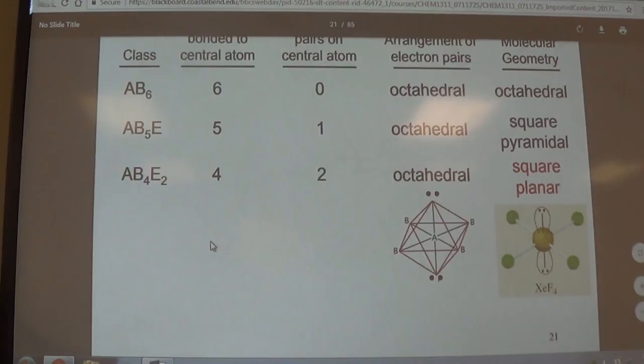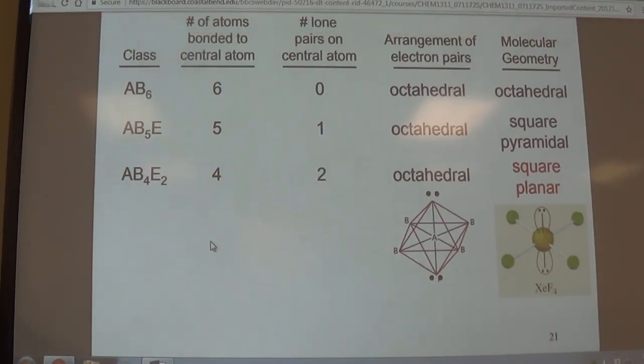I told you noble gases don't generally form compounds. In nature, they don't. But we have made some xenon derivatives in the lab. And here is one. And we don't expect xenon to bond anything. It's got a full octet. So it's obviously an exception to the octet rule.